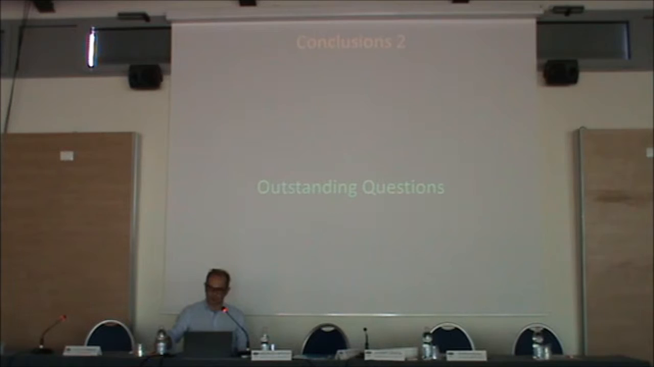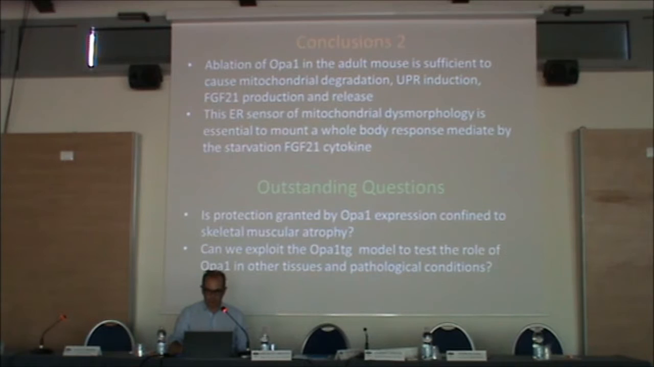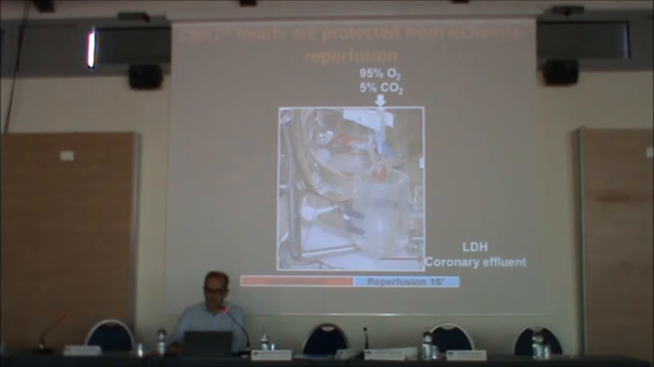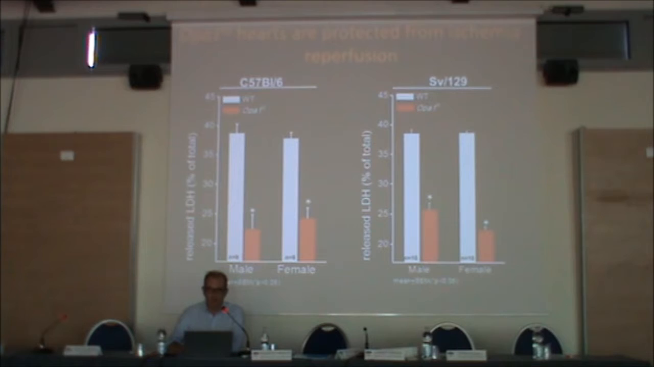So really, what we have is protection from skeletal muscle atrophy, and we wanted to go on and see whether this was protective from other types of atrophies. And the simple answer is yes, this is protective from heart ischemia reperfusion, irrespective of the sex and the background.